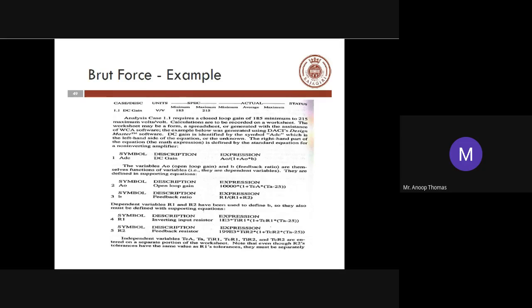What is my actual minimum and maximum and average values? So we're not going to the status part. It's checking into what is the minimum and maximum values. 1.1 requires a closed loop gain of 185 minimum to 50 maximum volts. Calculations are to be recorded in the worksheet. Worksheet may be a form of a spreadsheet or a generated one.